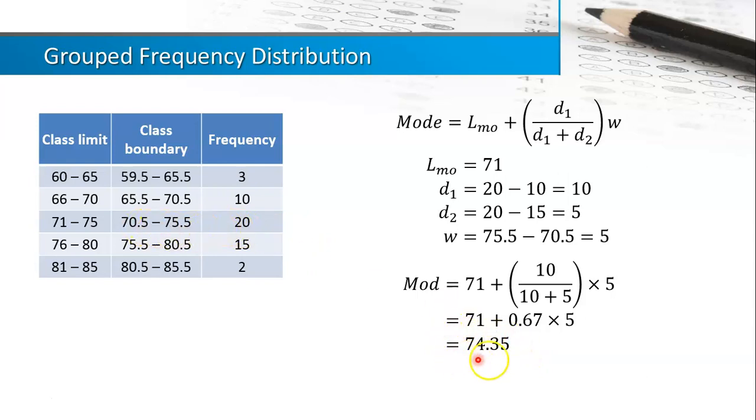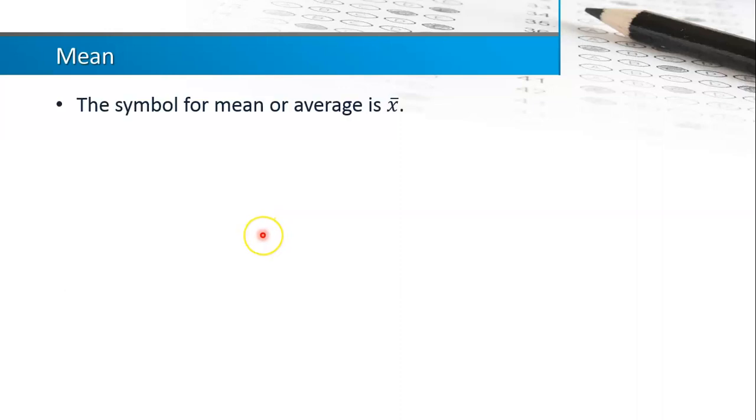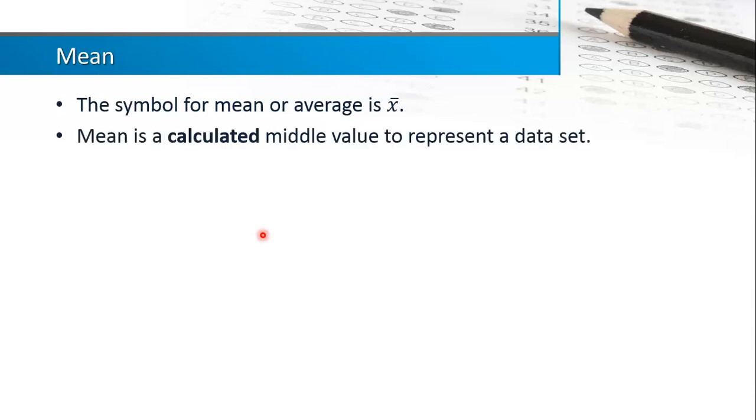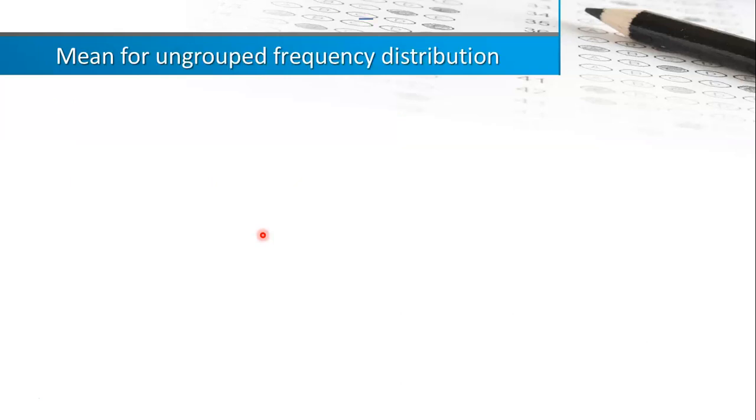Yes. So the mode that you estimated, 74.35, is somewhere here, in the same class. All right. Then mean is actually average. Usually the symbol for mean or average is X bar. You have to remember that mean is a calculated middle value to represent a data set. So it's not actually a real score. It's not a score from the data set, right?